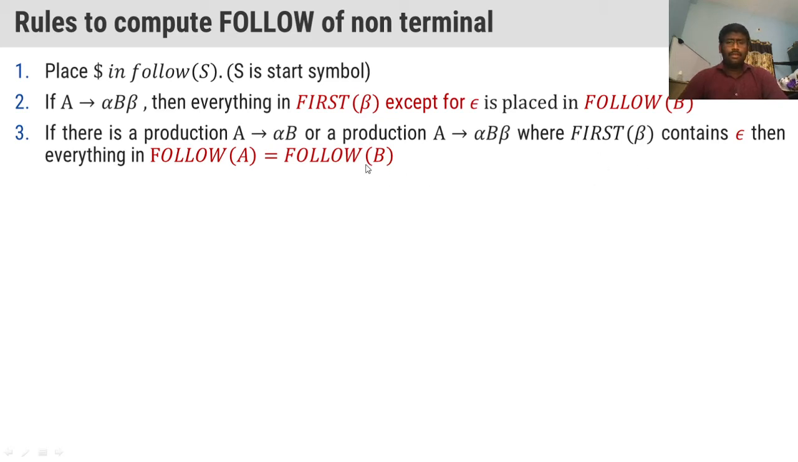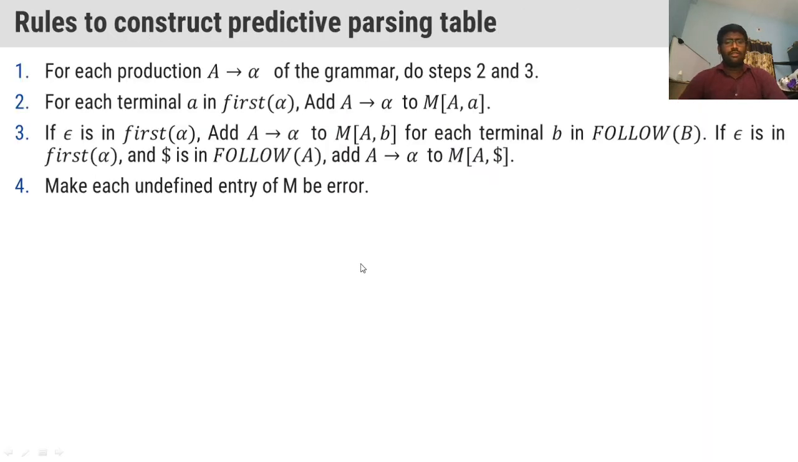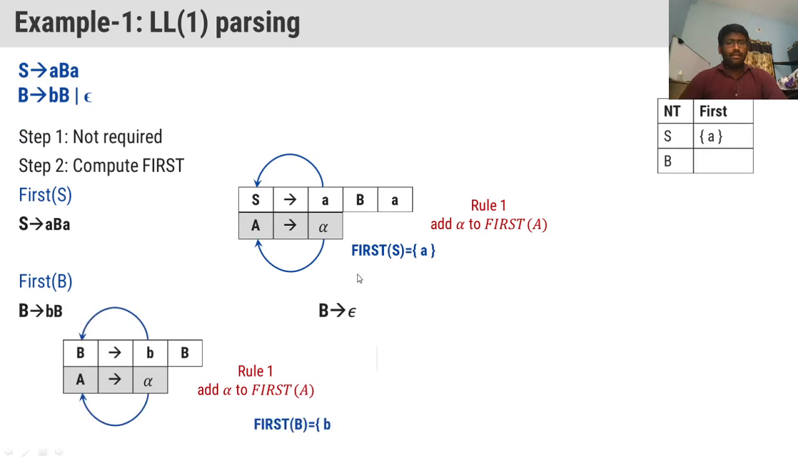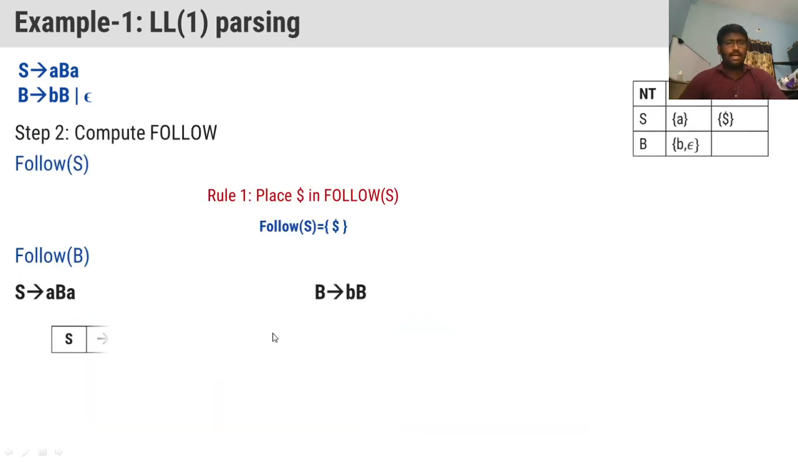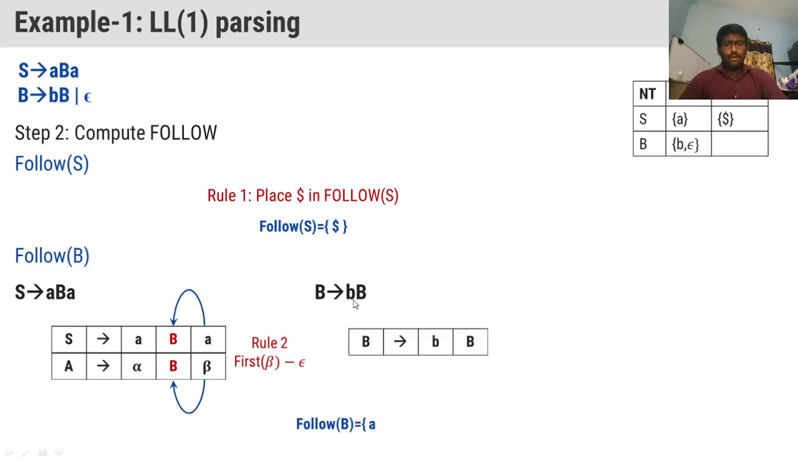Follow of capital B will be equal to follow of A. So follow of B equals follow of A. Now I am going to show you an example. If the production is in the form of B implies small b followed by capital beta, B is not followed by any other symbol.